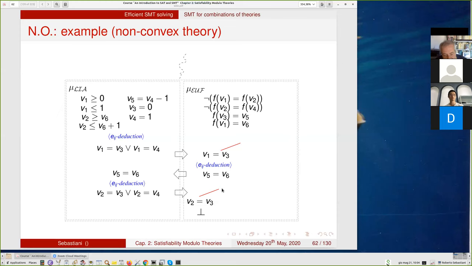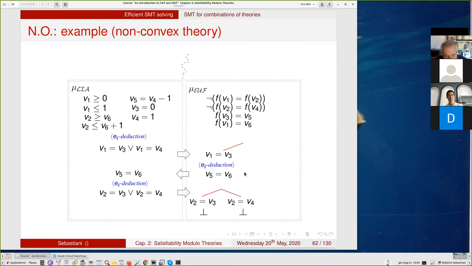So if we set that V2 equals V3, this means that V2 is also equal to V1, because both V1 and V2 equal V3. So from these two equalities, we can deduce that V1 equals V2, which is in conflict with this constraint here. Okay, so we can conclude false. Same if we deduce that V2 equals V4, again, V2 equals V4 here. Why is this inconsistent?